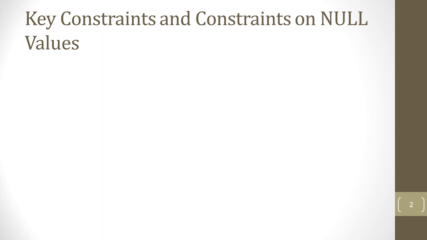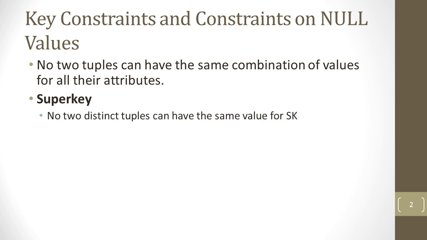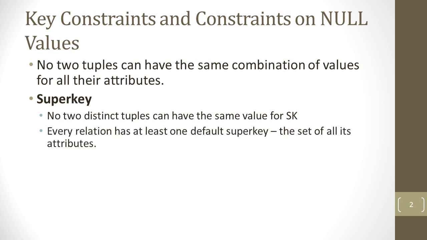So kind of going back into what we were talking about for keys. So remember we said that no two tuples can have the same combination of values for all their attributes. So you can't have two rows in a table that are exactly the same. So right at the end we were talking about this concept of a superkey. So a superkey is specifying that it's some set of the attributes of a tuple that two can't have the same value. So every relation has at least one superkey, and that's basically just the set of all attributes in that tuple.